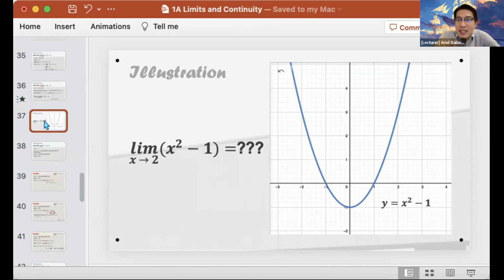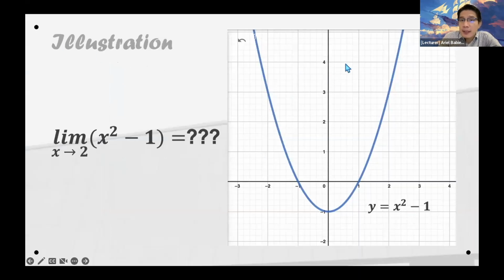ito yung graph. Huwag niyo agad substitute. You first get the feel of the behavior of the function. So we want x approaches 2. Wait, i-full screen ko na. X approaches 2, saan yun? Ito yung part na yun, di ba? X equals 2. Minimize ko lang. Ang daming nasa window ko.